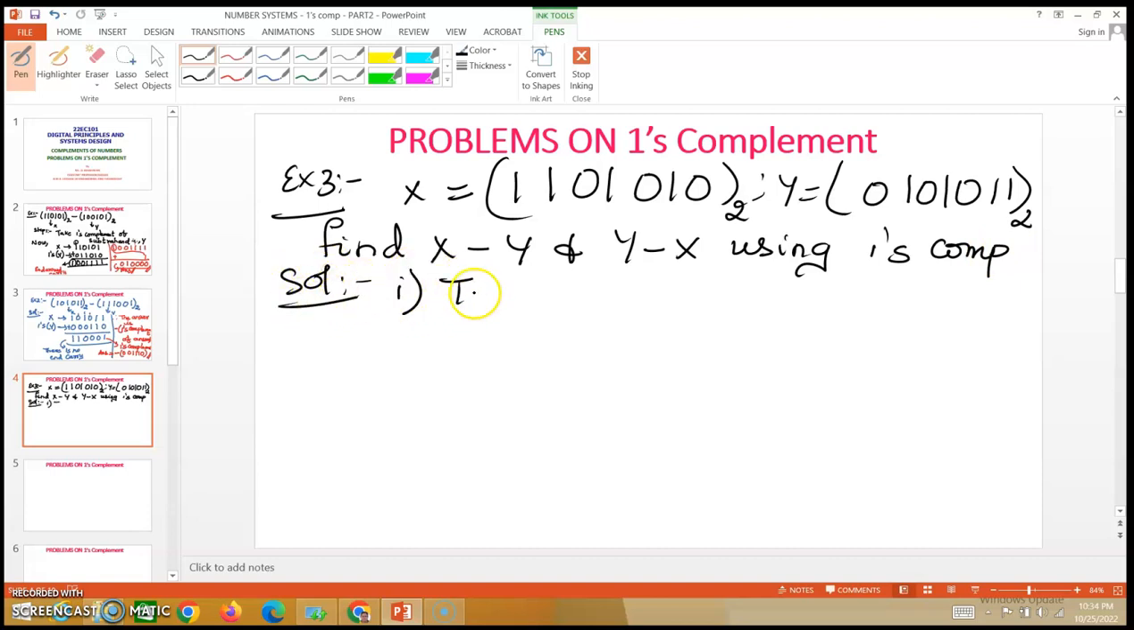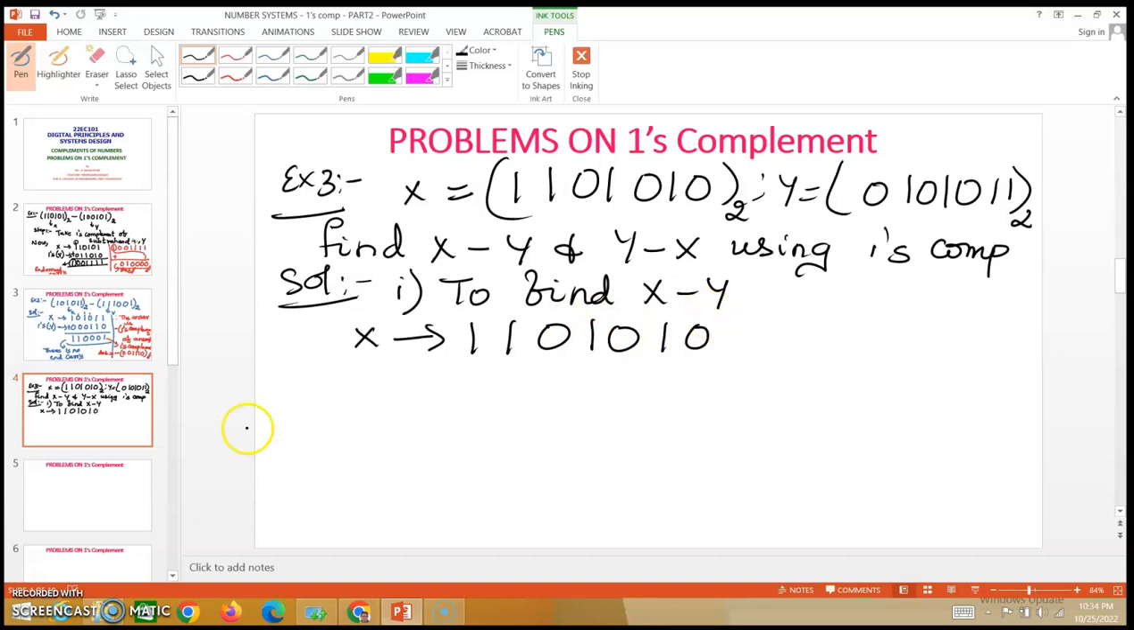So the first one is to find x minus y. What we have to do? Simply write x: 1, 1, 0, 1, 0, 1, 0. Now write the 1's complement of y, therefore 1, 0, 1, 0, 1, 0, 0.